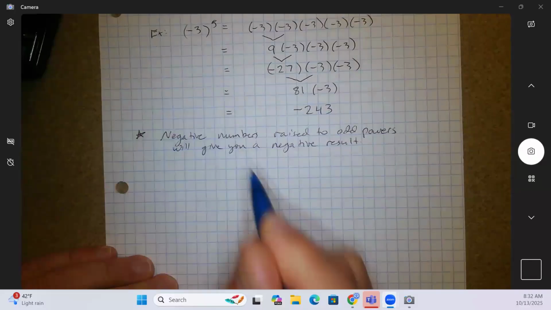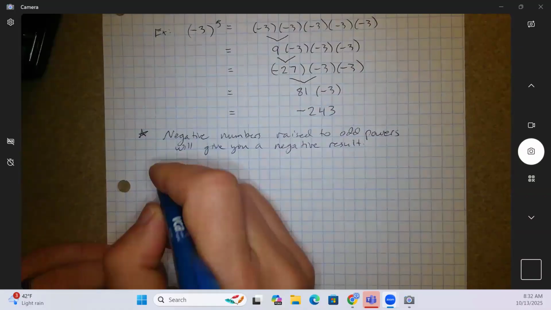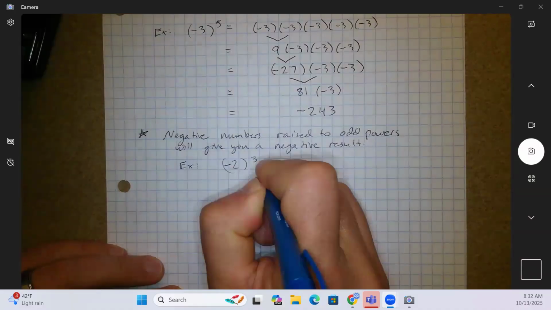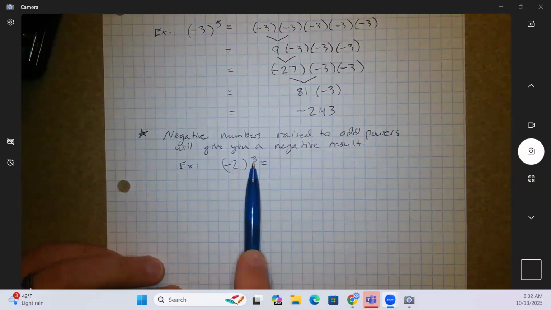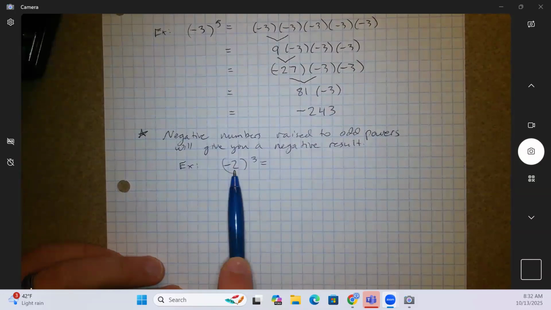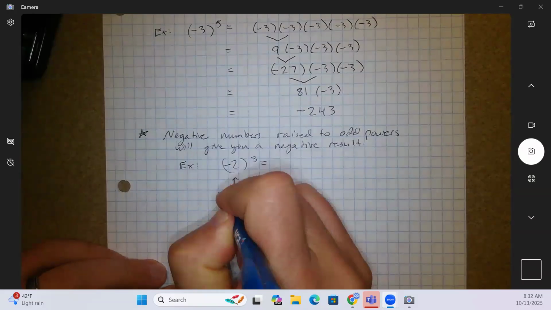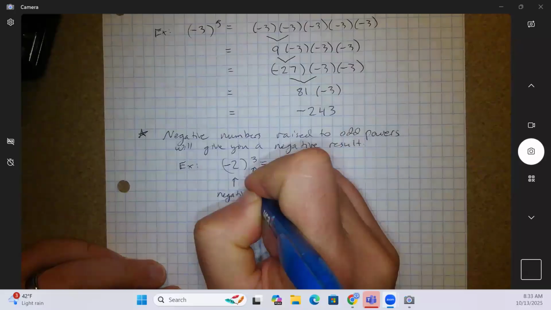That's one of our rules. Let's do another example. This one a little shorter. -2 raised to the 3rd power. That's a negative number on the inside, and the power is odd. It doesn't matter if what's inside is odd or even, it just has to be negative. All right, so this is negative. The base is negative. The power is odd.